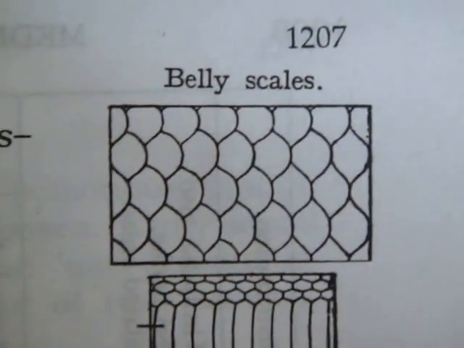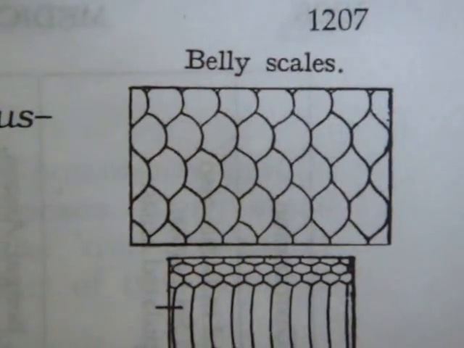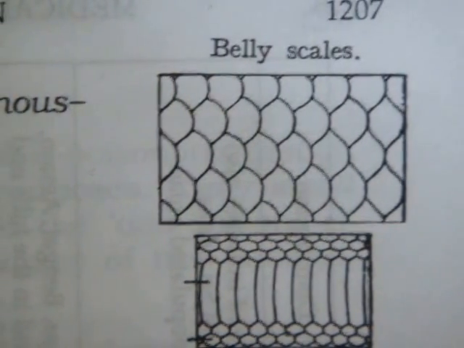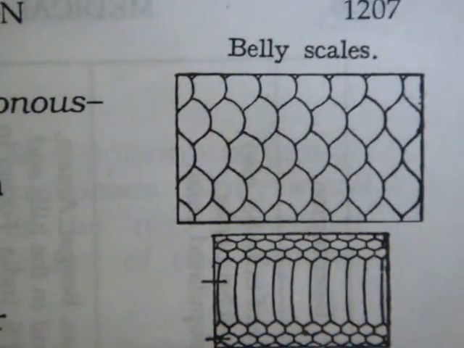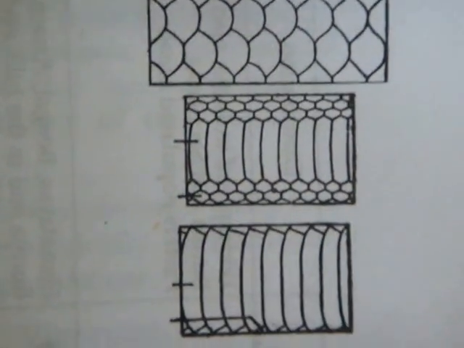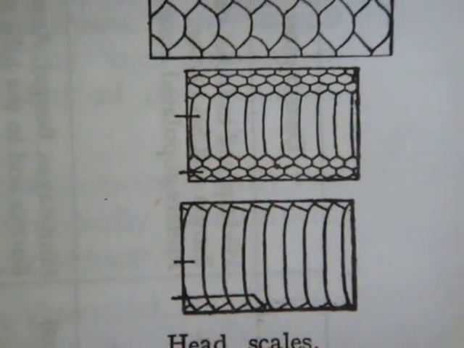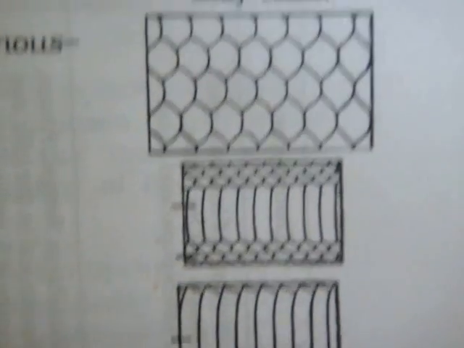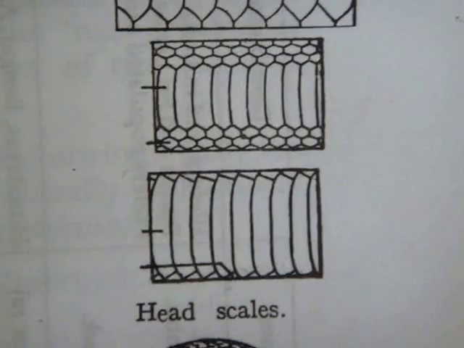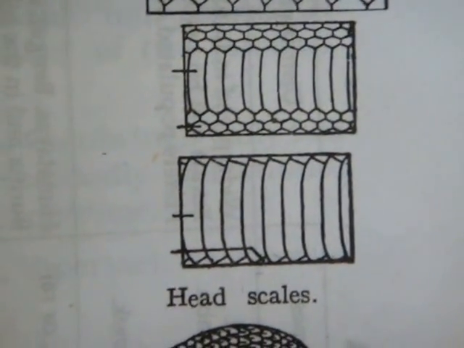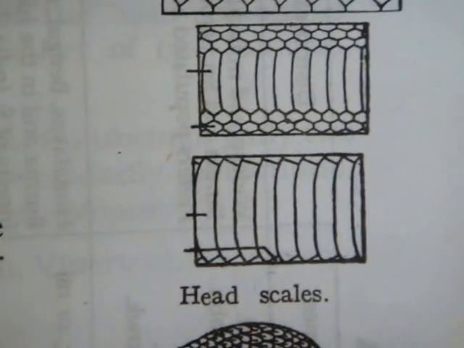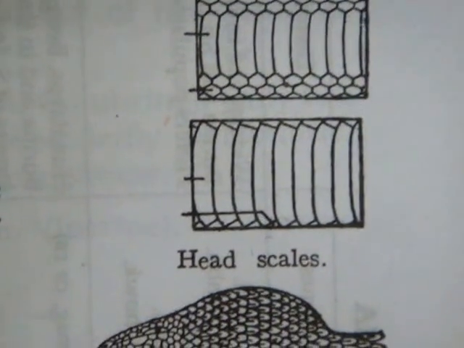If belly scales are small, like they are shown in this picture, or belly scales are large but do not cover the entire breadth of the belly, then it is a non-poisonous snake. Or if belly scales are large, like in this third picture from up, and they cover the entire breadth of the belly, then there are two possibilities. It can be a poisonous or non-poisonous snake. To differentiate this, go to the next step.